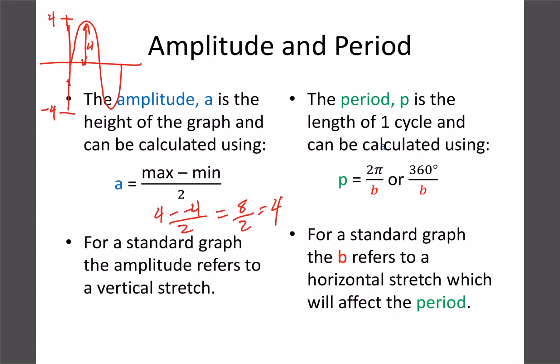And then our period, the formula is going to be 2 pi divided by whatever the b number is in your equation. Because remember b, if it was 2, that means we went half as much. So we'd go 2 pi divided by 2, which would give us 1 pi. So our regular graph of 2 pi period would then be 1 pi. Or in degrees, we'd use 360 divided by b.